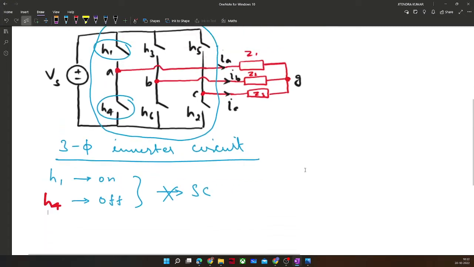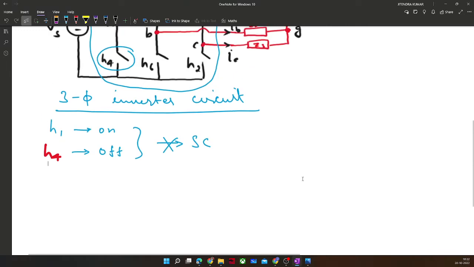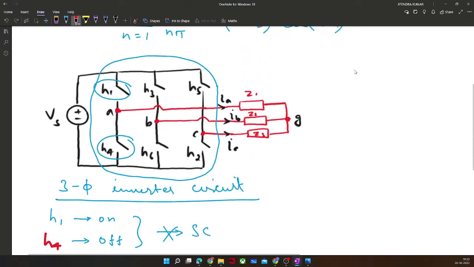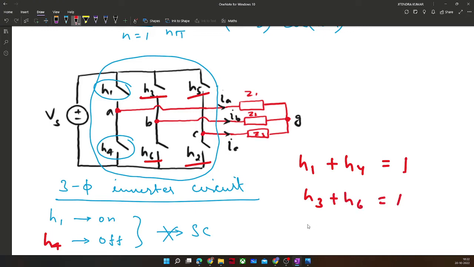So when H1 will be on, H4 will be off. So we can write it in an expression or algorithm. H1 plus H4 would be equal to 1. So when H1 will be on, H4 will be off, and when H4 will be on, H1 will be off. Same applies to H3, H6, same applies to H5 and H2. So H3 plus H6 would be 1, and H2 plus H5 will be 1.